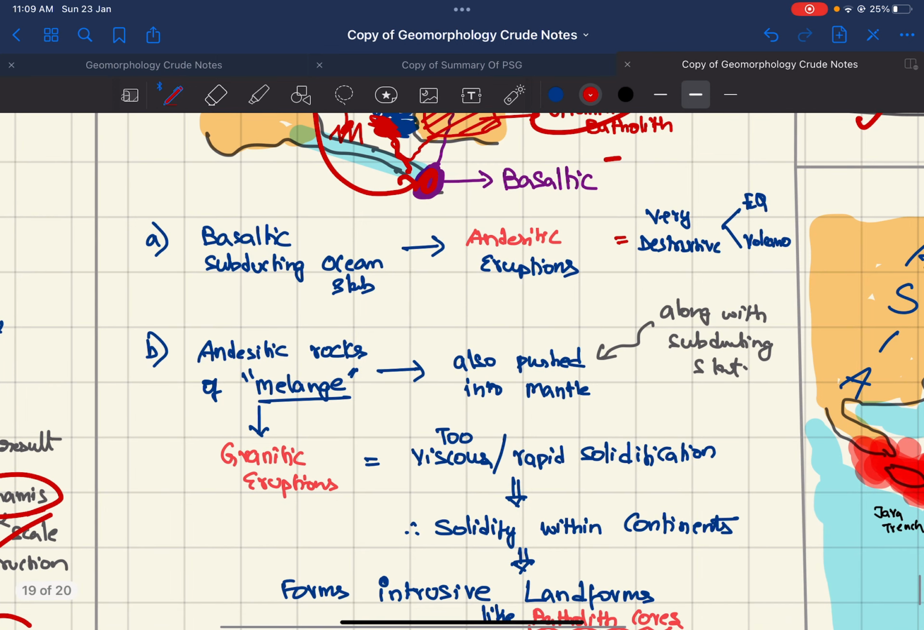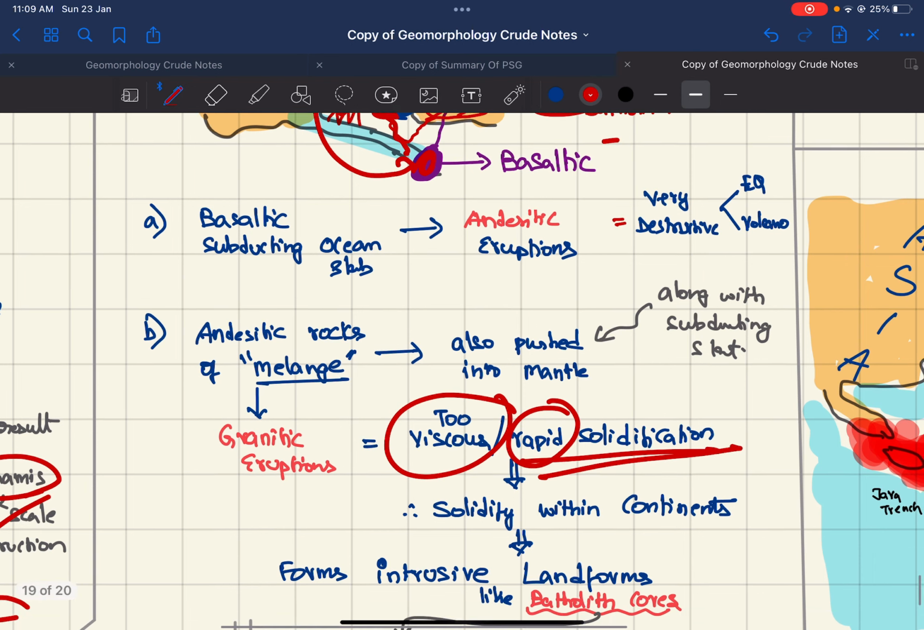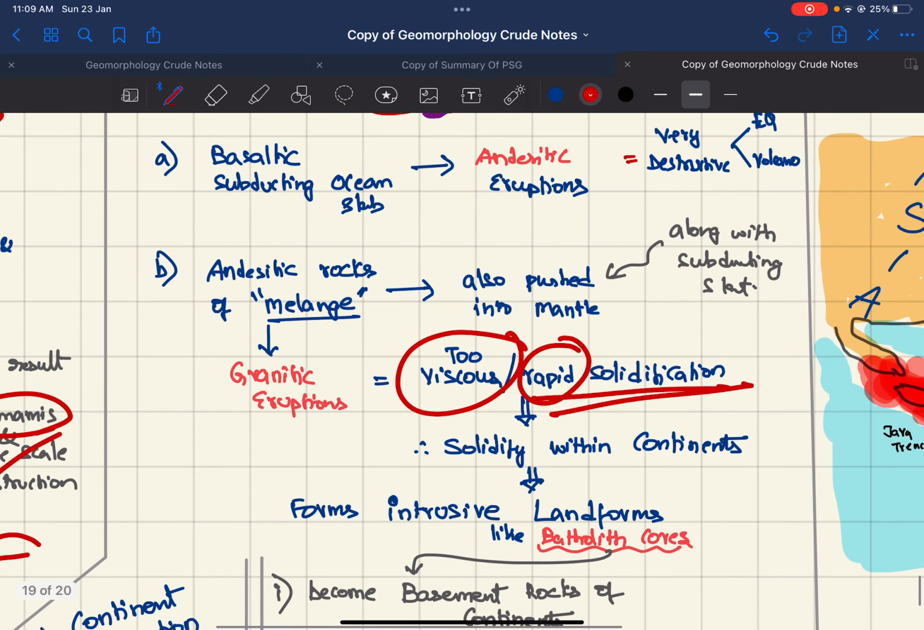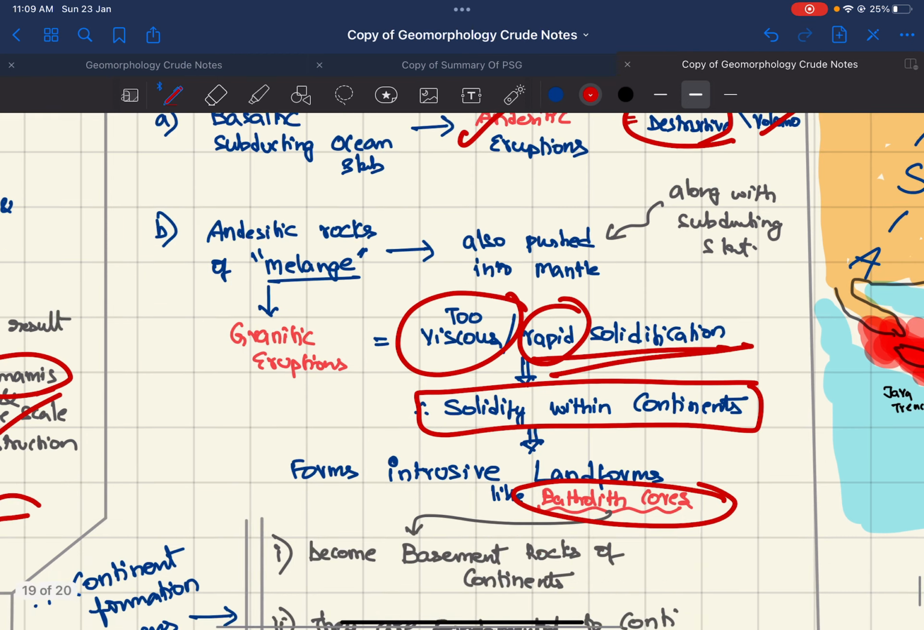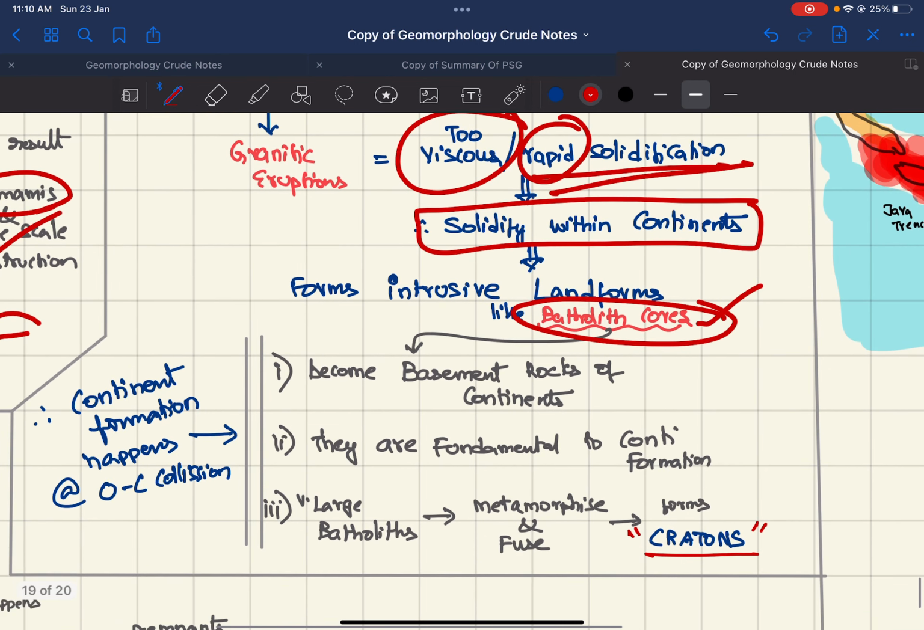But granite is very viscous and very thick and undergoes rapid solidification, therefore it won't be able to come up, therefore it will solidify within the continents as batholith cores. So the andesitic eruptions, since they are, as we have seen, very viscous and very thick, these will be very destructive earthquakes and volcanoes, and also the batholith cores will form. These batholith cores form the basement rocks of the continents.